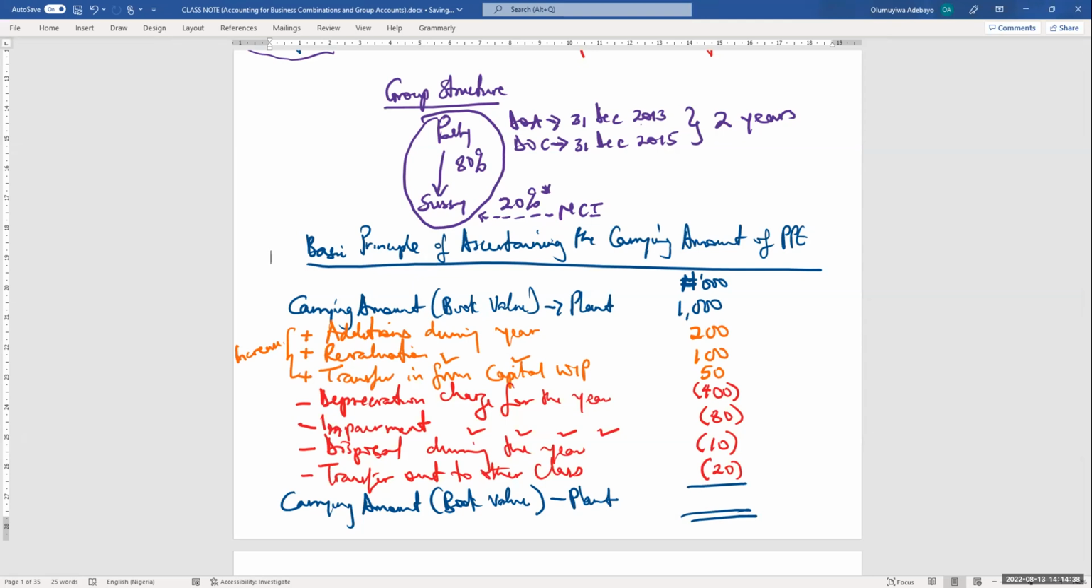can somebody press a calculator? Do you have a calculator there? Let me also put up my Excel here. 1,000, 200, 100, 50, negative 400, negative 80, negative 10, negative 20. 840. My Excel will not lie. 840, yeah. Okay. Therefore, this is 840.